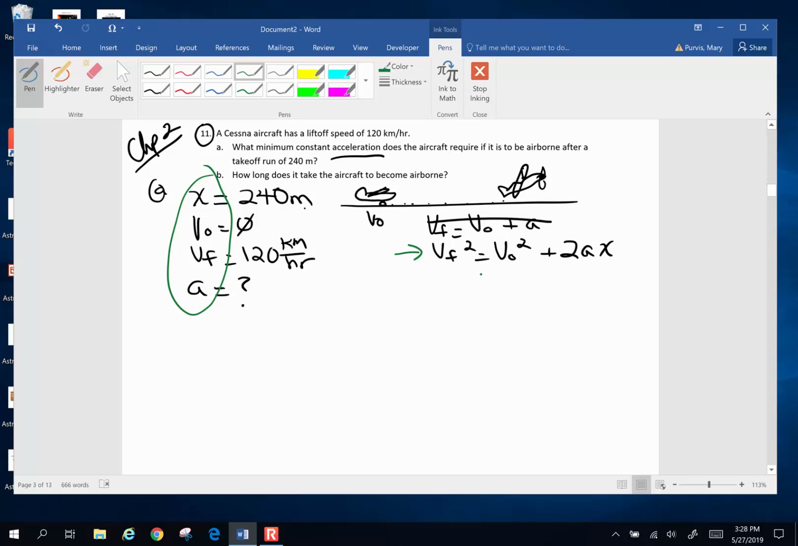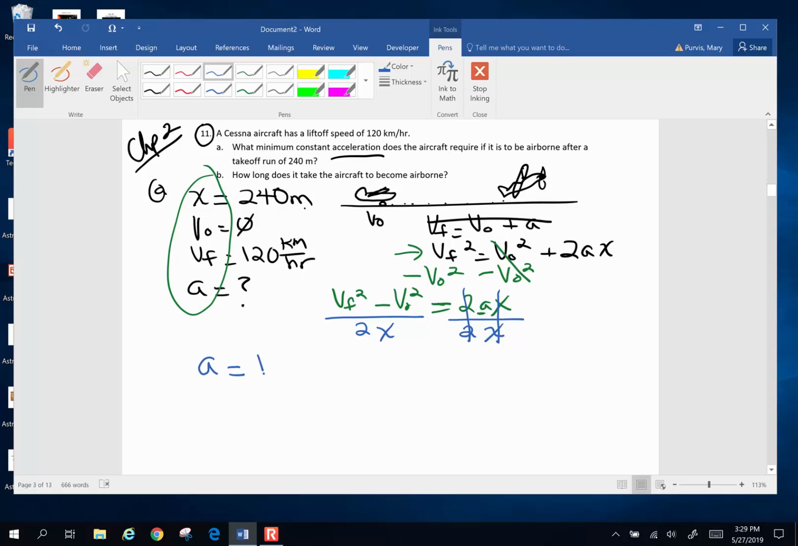I need to get rid of the v0, so I'm going to subtract v0 squared from both sides. When I do something on one side of an equation, I've got to do it on the other. So this turns into vf squared minus v0 squared is 2ax. Now, I still want to get a alone, so how do I get rid of 2 and x? I'm going to divide this side by 2x and all of this by 2x. The 2 will cancel, the x will cancel. All of this is going to turn into acceleration is final velocity squared minus original velocity squared divided by 2x.